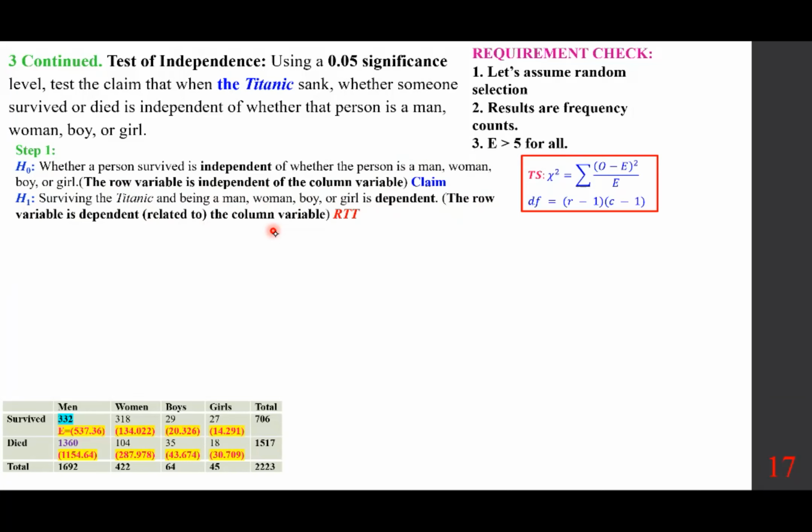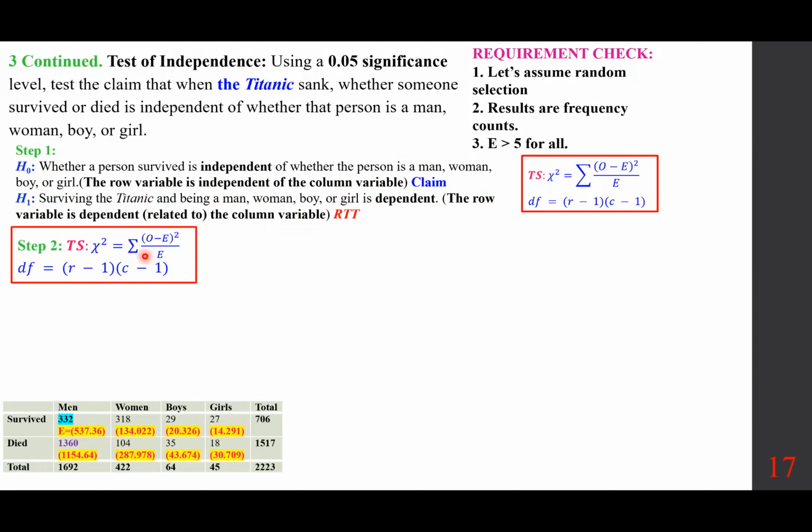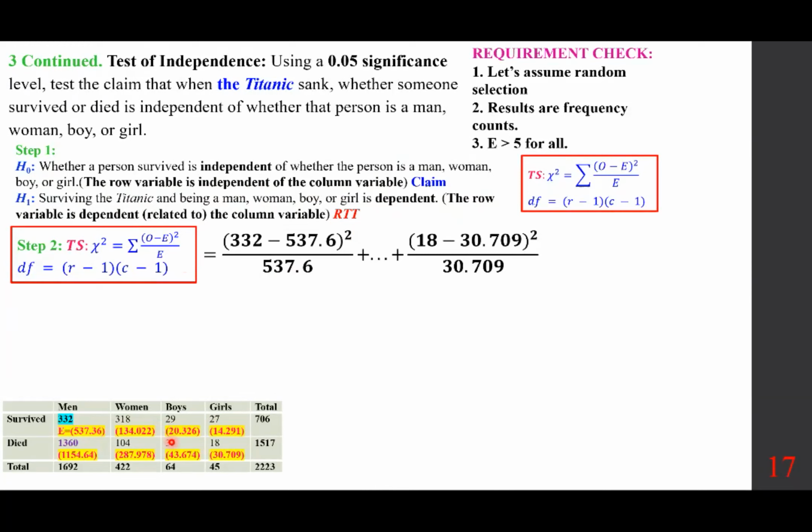So there are a couple of different ways, and you don't have to go with both, but understand that there are variations of that. So test statistic: summation of observed value minus expected value quantity squared over E. For example, this one is 332 minus 537.36 quantity squared, divided by 537.36. You go all the way to the end, you do the same thing for each cell. Look at the last cell, 18 minus 30.709 quantity squared over 30.709. So that's what I was referring to when the denominators are not the same. Putting it into a calculator results in 507.084.